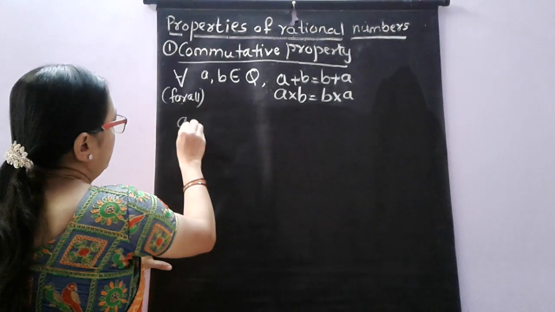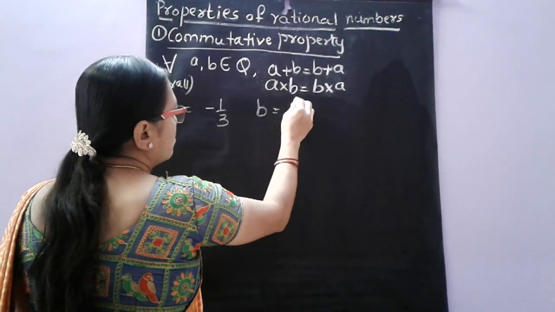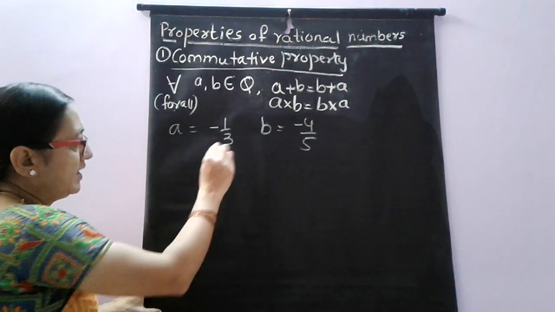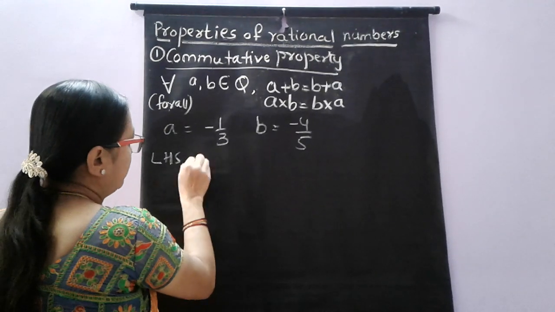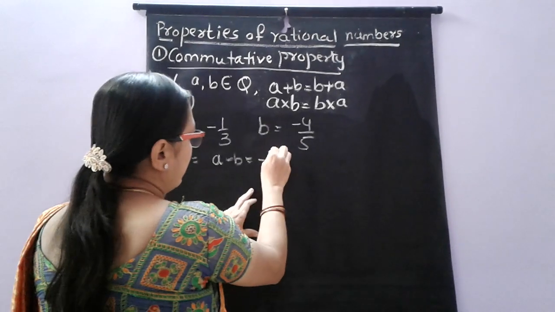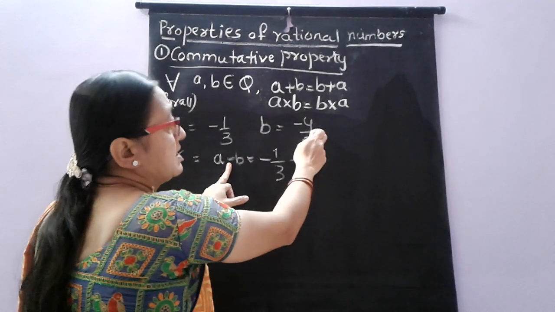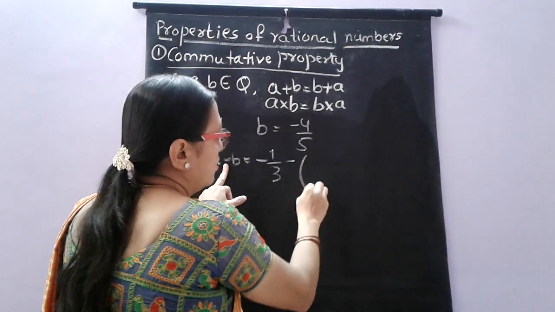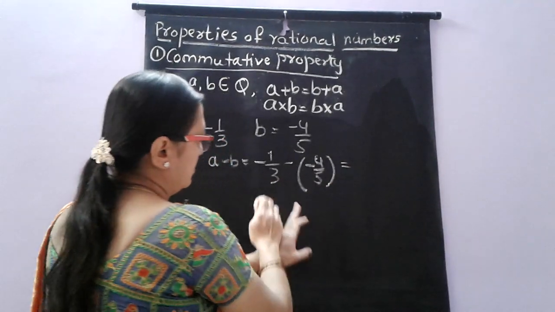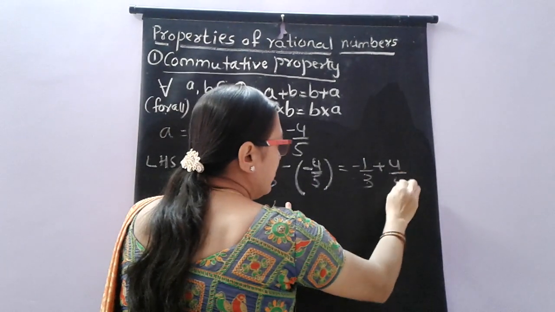Now, for subtraction, let A be any value here, minus 1 by 3 and B equal to minus 4 by 5. So, two rational numbers we have taken here. Now, let us check LHS for subtraction, A minus B. So, what is A minus B here? A is minus 1 by 3, this is subtraction of the value minus 4 by 5 here. Now this is equal to minus 1 by 3, minus and minus will be plus 4 by 5.